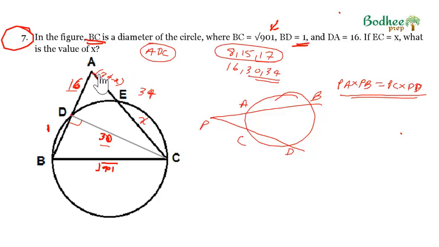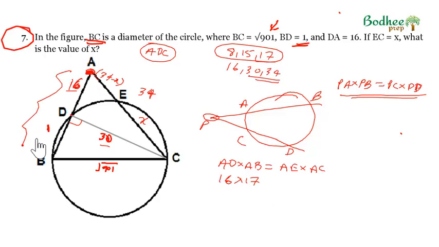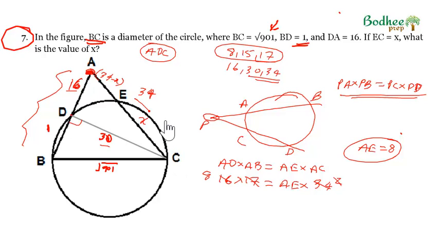Okay. So applying the same thing here. The point P in the question is A. So I can apply that AD into AB is equal to AE into AC. The value of AD is 16. The value of AB would be 17 because it will be 16 plus 1. So 17 times 16 is equal to AE times 34. This goes by 2 times, this goes by 8 times. So the value of AE is 8 and the value of AC is 34. So the value of EC would be 34 minus 8, or 26. So this is the answer.